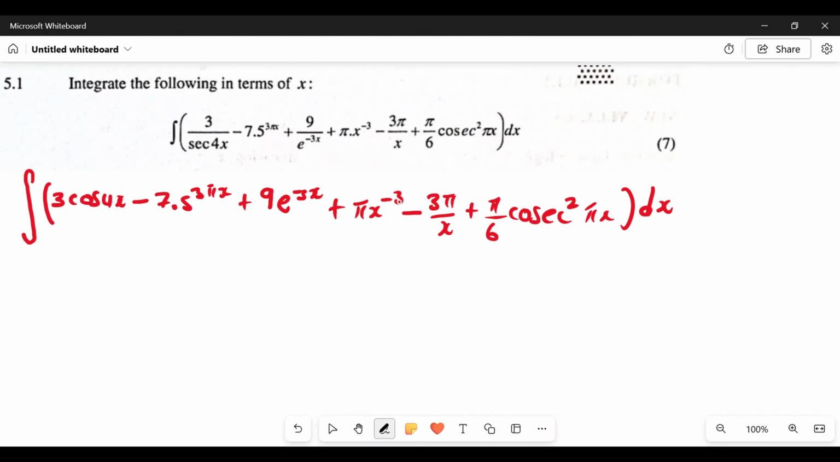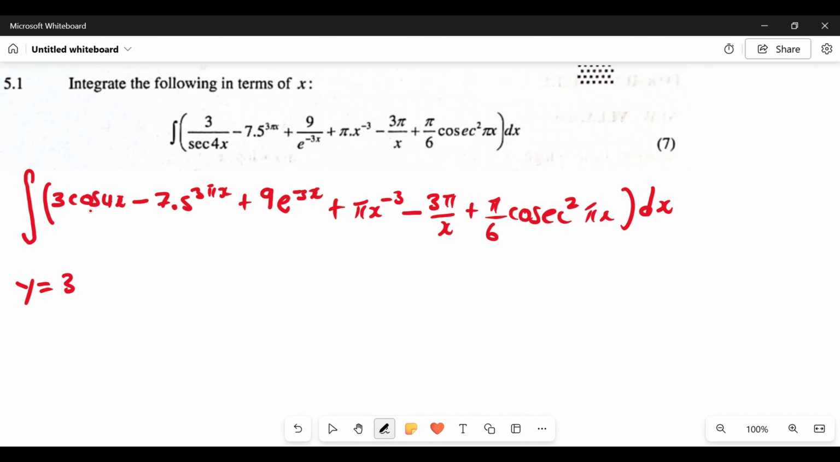Now that we are done simplifying, it's time for us to integrate. Before you integrate, you need to check each and every term and try to identify what type of integral you need to apply on each term. Now let's start with the first term. As you can see, the first term here is the integral of a trigonometric ratio. So what is the integral of cos? First of all, we need to multiply by the coefficient, which is 3.